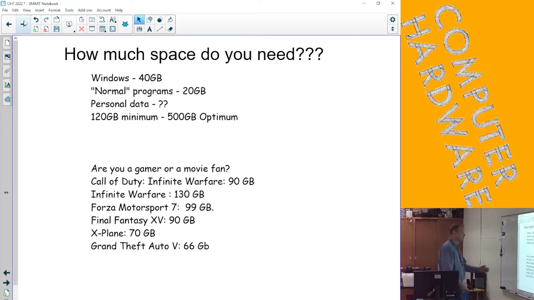And this is just some size of some games. 90 gig for the game alone, 130 gig for the game alone, 99 gig for the game alone, 90 gig for the game alone, 70 gig for the game alone. If you're going to be a gamer and you get a gaming laptop, you need a big hard drive. 500 gig may not even be enough. My computer at home, I have an M.2. It's 2 terabytes, and I filled it with games.